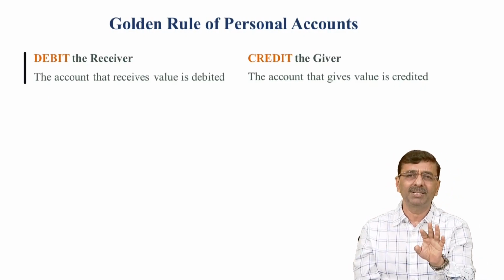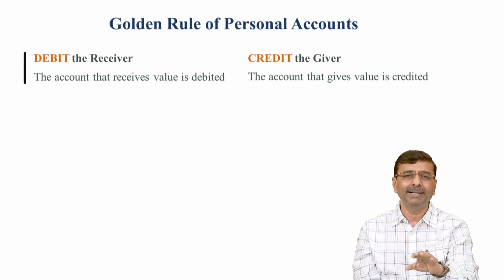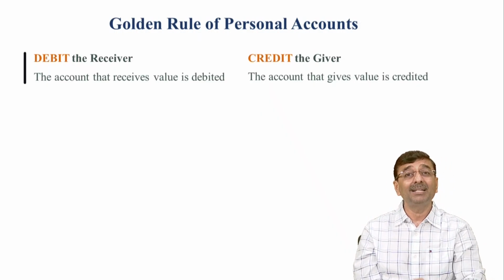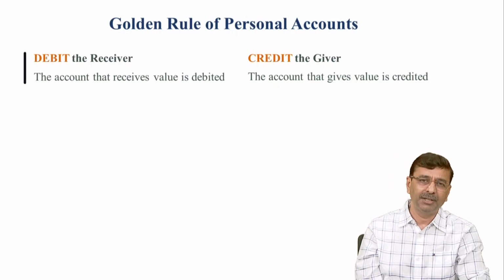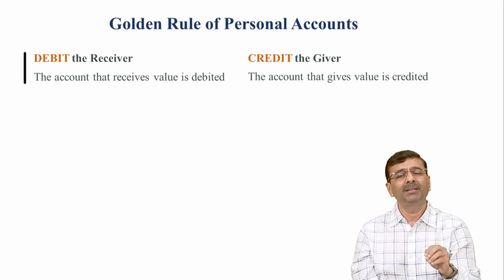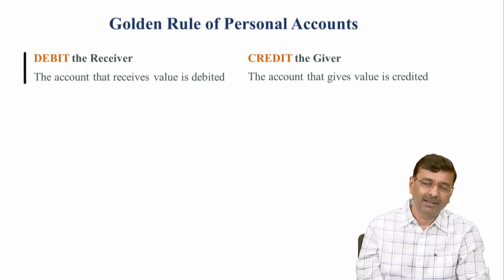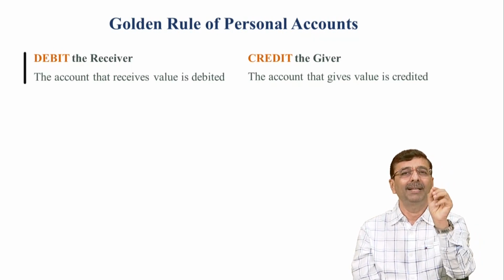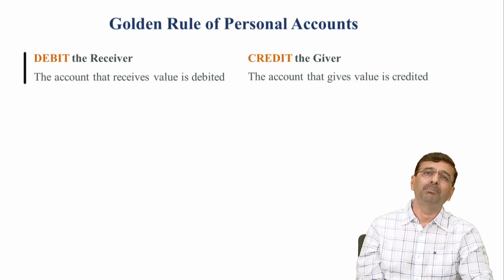The credit portion we will discuss later on, because here we are discussing only a personal account, right? Now, credit the giver. Credit the giver. I'll take another example to explain credit the giver. Suppose 5,000 rupees is given by Manoj to XYZ. Here XYZ is the receiver, because XYZ is receiving this 5,000 rupees. Who is the giver? Manoj is the giver.